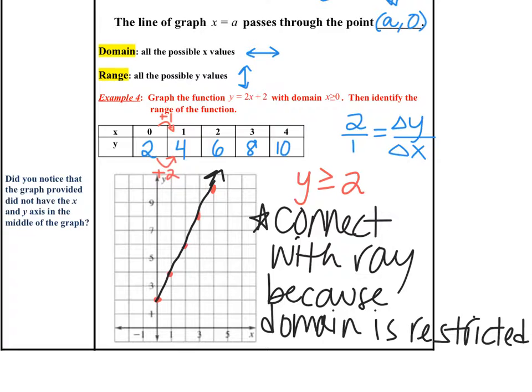Where does it stop going up? Does it stop? No. So that's your range. This right here. Y values greater than or equal to 2 is your range because it's everything at that point or higher.